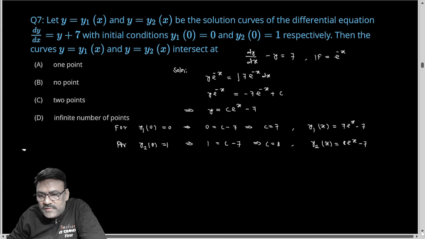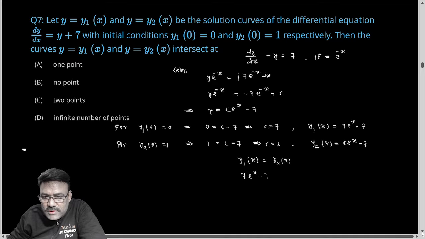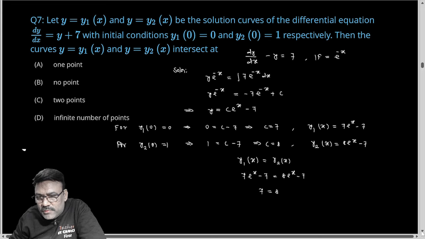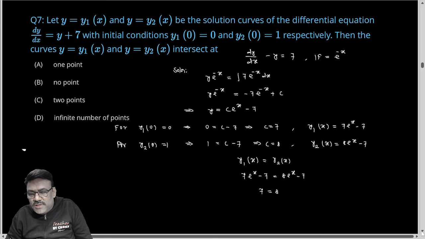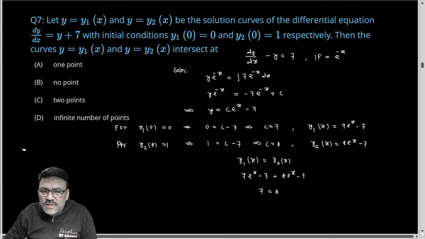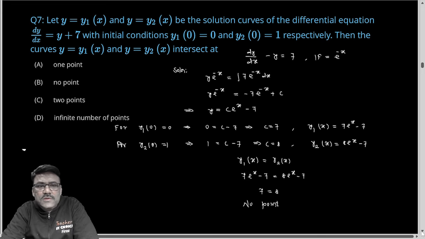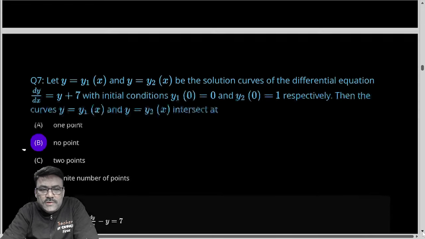Now let's find the point of intersection of these two. To find the point of intersection, I have to solve these two equations, so just equate y1(x) = y2(x). Point of intersection means you are equating these two curves. So 7 e raised to x minus 7 = 8 e raised to x minus 7. This gives you 7 = 8, which is not possible in any case. That means these two curves never intersect each other. So no point of intersection, meaning option B is the correct option here. These two curves never meet each other.